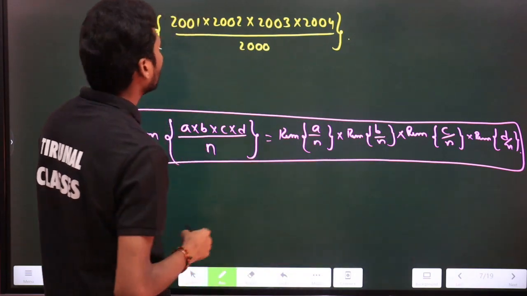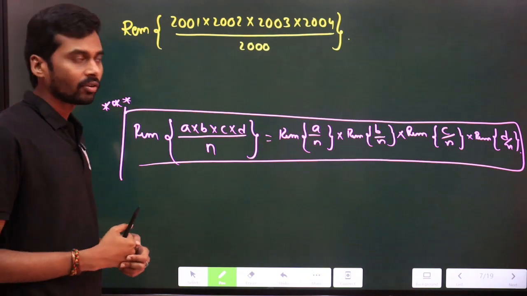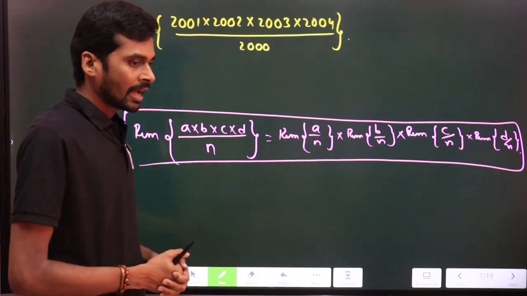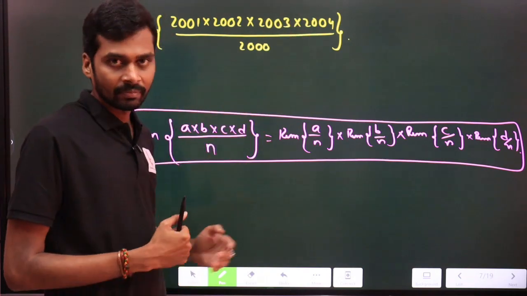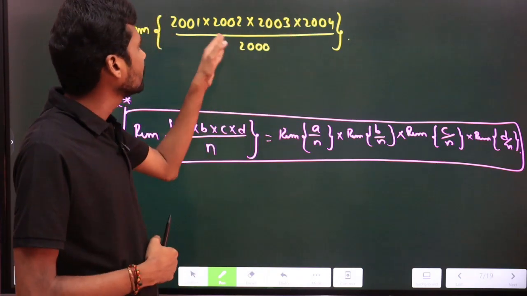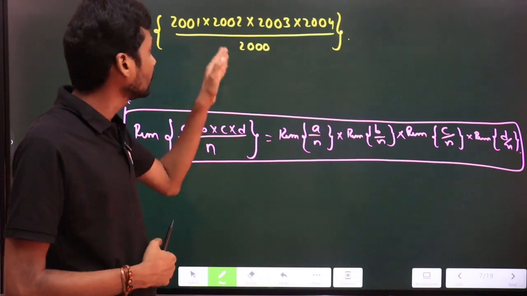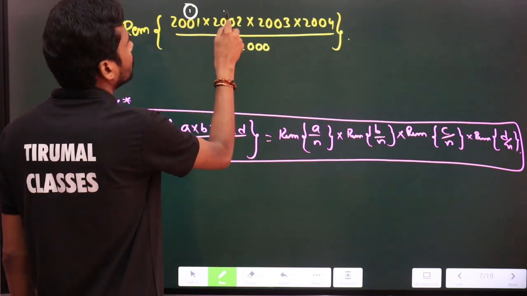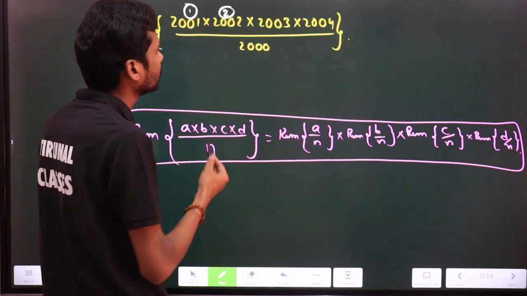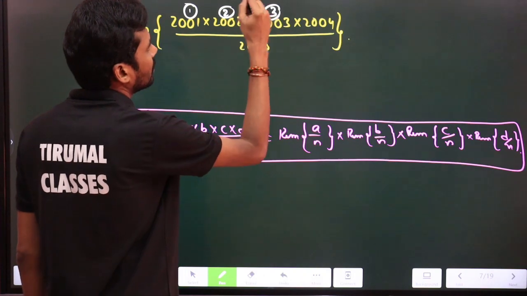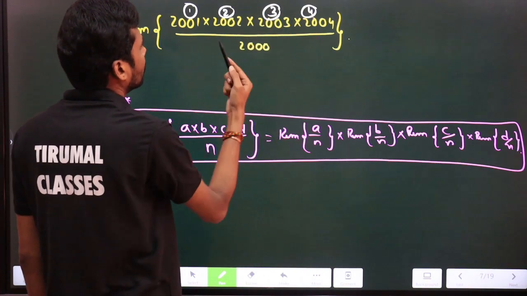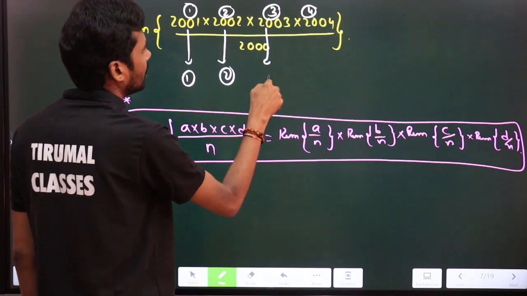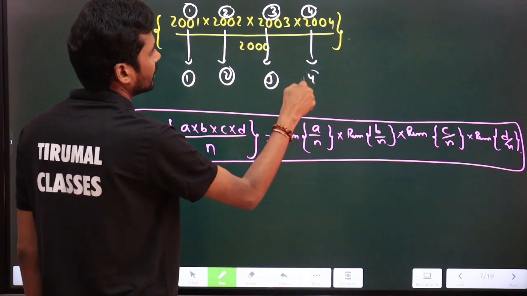Now, if we are asked to find the remainder of 2001 into 2002 into 2003 into 2004, we don't need to multiply all these numbers. You can split it like this: 2001 by 2000, what is the remainder we get? The remainder is 1 here. 2002 by 2000 is 2, 2003 gives 3, and 2004 by 2000 means the remainder is 4.